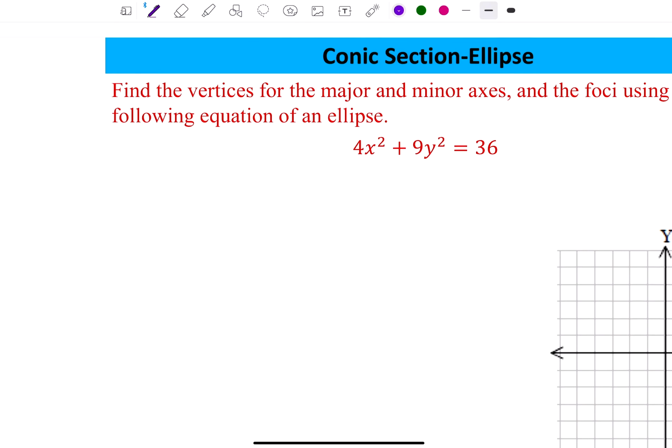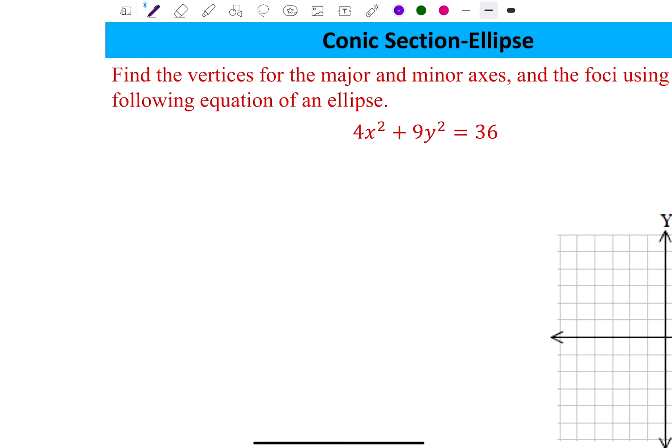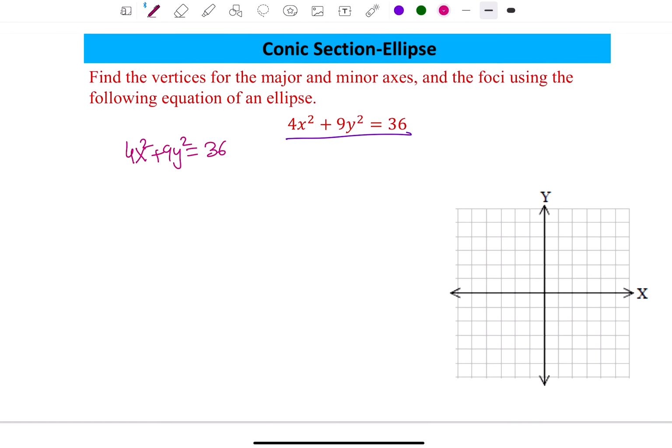Another example. Here my ellipse is not given in the nice form that I'm used to seeing, so I must have a 1 on the right-hand side. We're going to divide everything on both sides by 36 first.